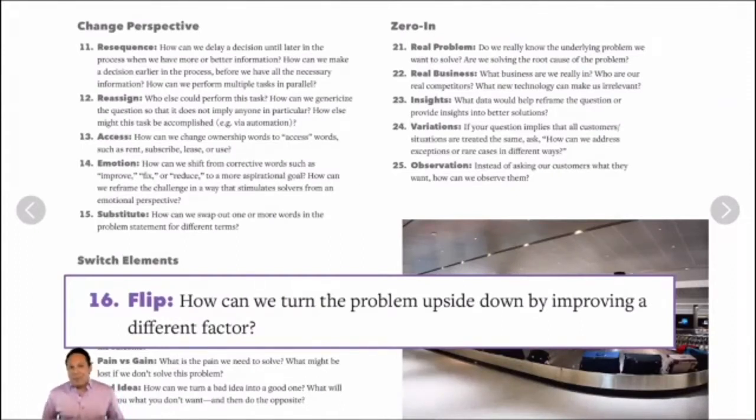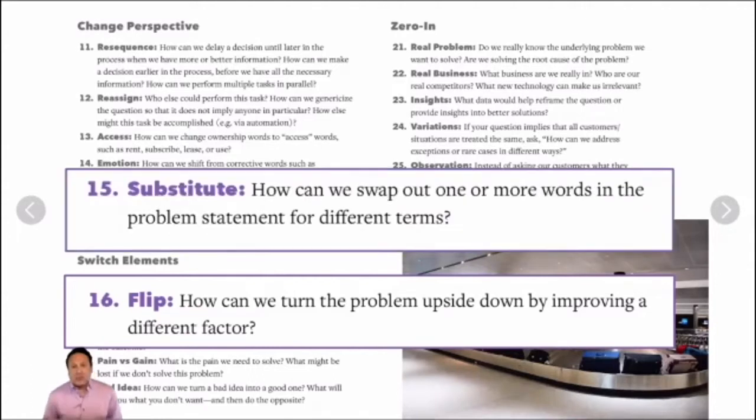For example, the flip lens. Instead of solving for one problem, what if we solve for something else? What if instead of speeding up the bags, we slow down the passengers? Actually change the parameter that we're solving. Or we also could substitute words. Actually change 1 or 2 words. How can we reduce wait time? changes to how can we improve wait time?